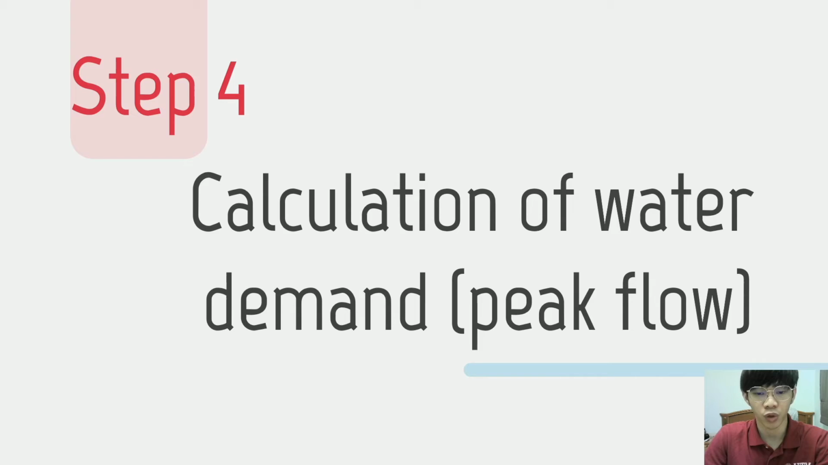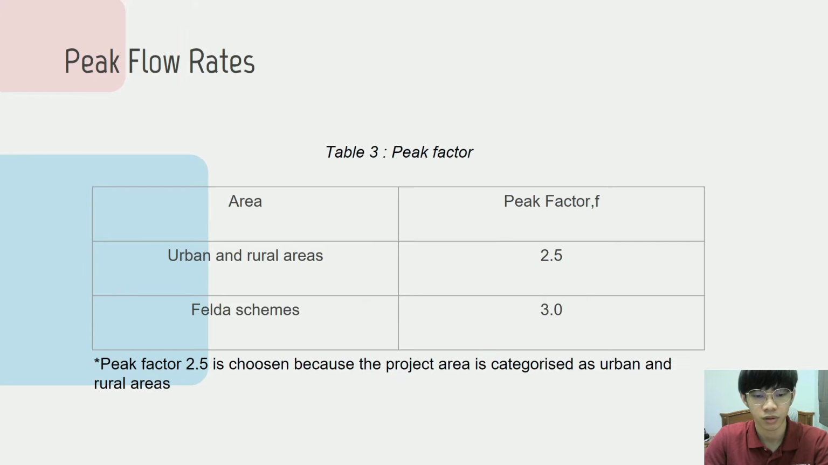Step 4 is calculate the water demand of peak flow. When we are calculating the peak flow, there is a parameter that we have to follow. SPAN guidelines mention that urban and rural areas will have the peak factor of 2.5, while FELDA schemes is 3.0. Our industrial area is categorized as urban and rural areas, so the peak factor that we choose when we're doing the calculation is 2.5.